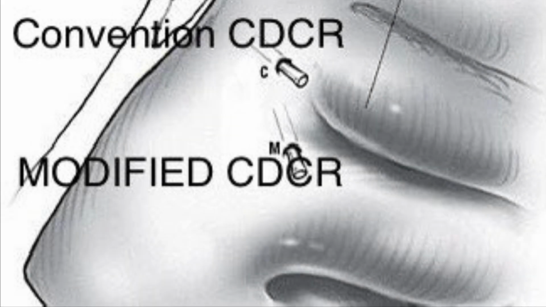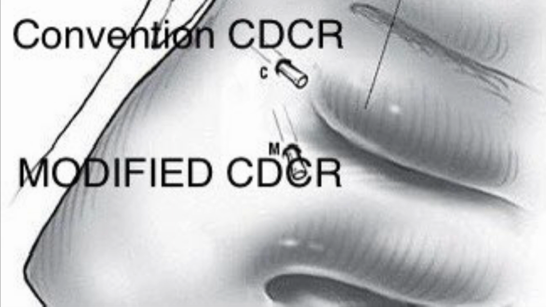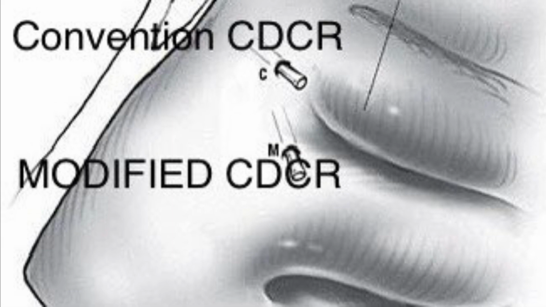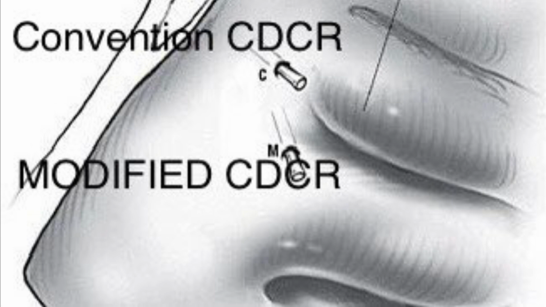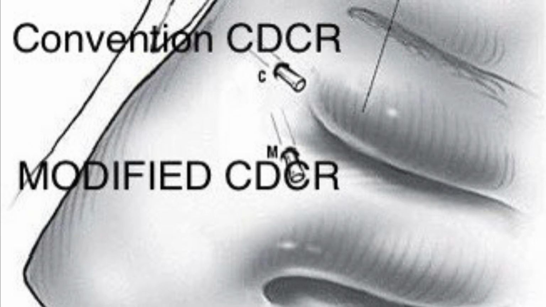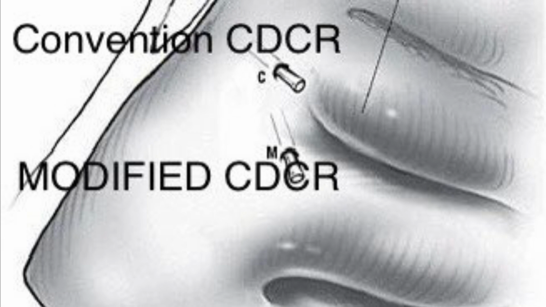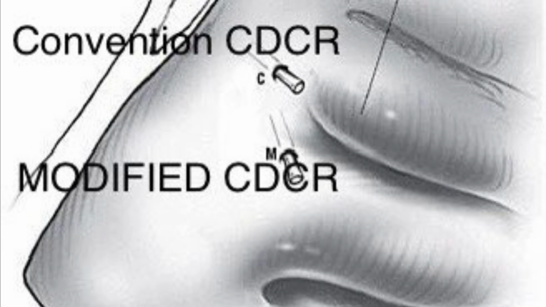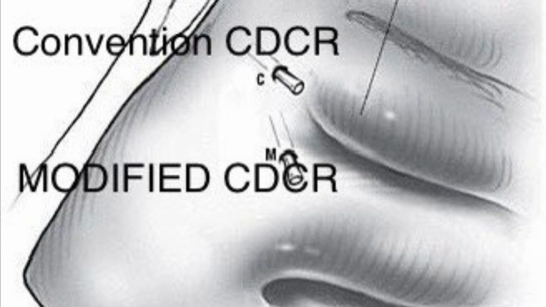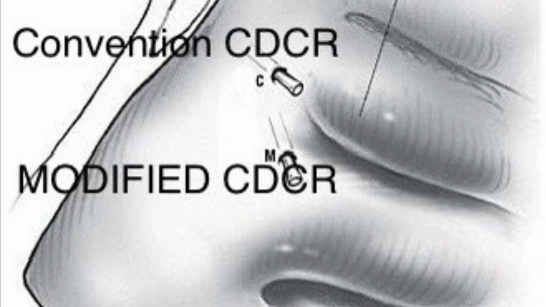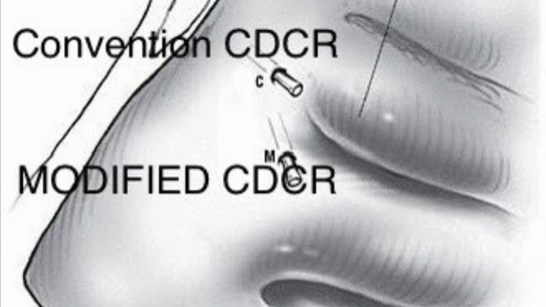The success of the procedure depends on several factors, including precise surgical technique, proper placement of the Jones tube, and careful postoperative management. Patients may require follow-up care to monitor the tube's position and ensure it continues to function as intended. When performed correctly, CDCR with a Jones tube can provide significant relief for patients suffering from chronic lacrimal obstruction, restoring normal tear drainage and improving their quality of life.